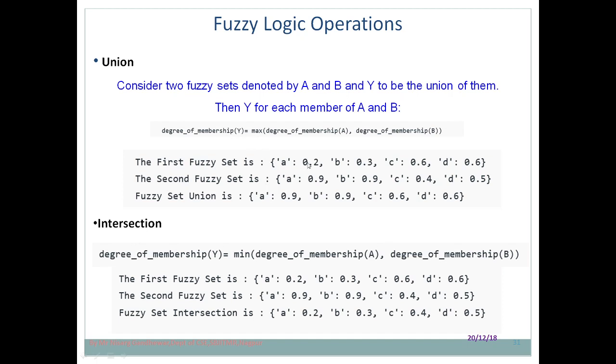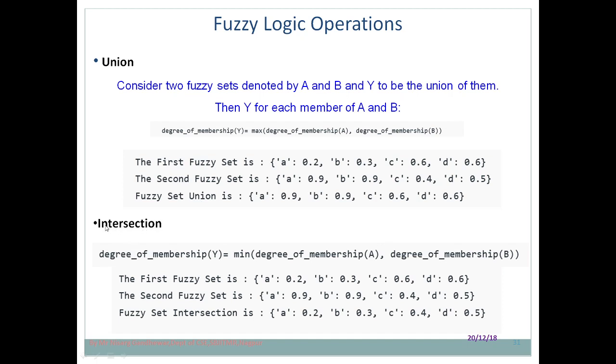So we have to compare between these two, which is a maximum value between 0.2 and 0.9. So 0.9 is a maximum value, so we have to consider 0.9. Between this 0.3 and 0.9, which one is maximum? 0.9 is a maximum. Between this 0.6 and 0.4, which one is maximum? So 0.6 is maximum. Similarly, between these two, 0.6 is maximum. So this is your resultant fuzzy set which you obtain after applying union operation on two fuzzy sets, say A and B. So in short, you need to remember that whenever you are asked to apply union operation in fuzzy set, you have to find the maximum value of each element.